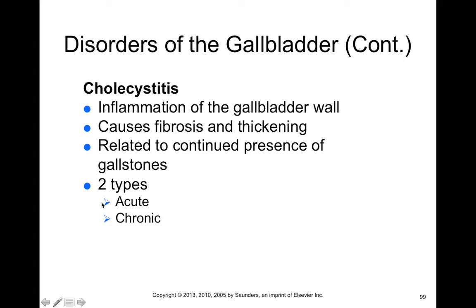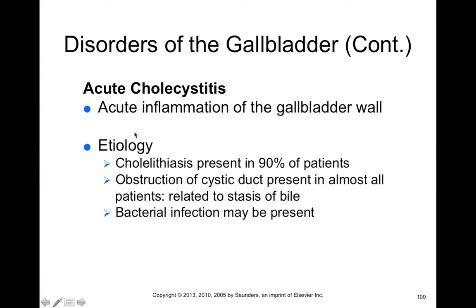Now, there are two types: acute and chronic cholecystitis. Acute cholecystitis is basically an acute inflammation of the gallbladder wall. And you find that individuals with cholecystitis probably have cholelithiases 90% of the time. So 90% of patients with cholecystitis or gallbladder inflammation have gallstones.